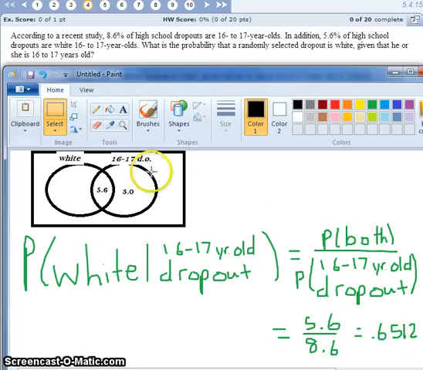And again, to visualize it, if we're given that we're selecting someone who's a 16 and 17-year-old dropout, there's a total of 8.6% in this entire circle. What's the probability that that person is also going to be white? Well, 5.6 out of that total 8.6 is also in the white circle. So 5.6 out of 8.6, 0.6512.